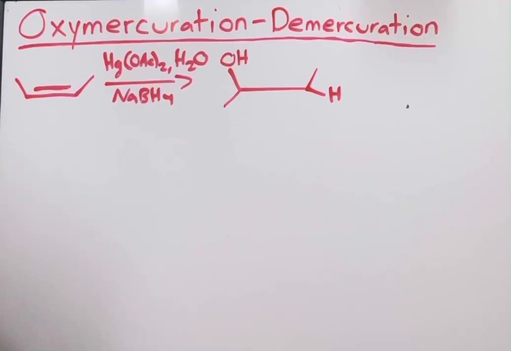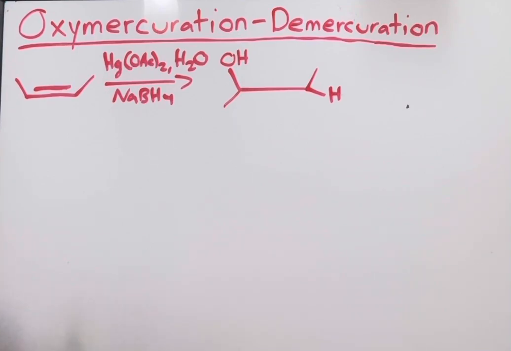Alright guys, so today we're going to be talking about the oxymercuration-demercuration reaction. This is where we have an alkene and we react it with mercury acetate and water, followed by sodium borohydride. The reason we include sodium borohydride in the reaction is we'll see later in the mechanism, to obtain our final product.